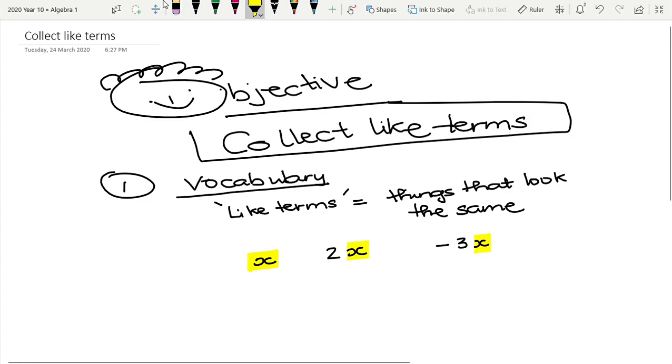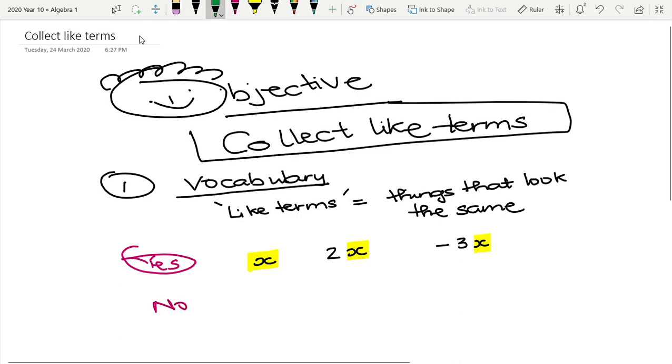Well, the number in front means 2 times x. Just like when you have a banana and you have another banana, you have two bananas. So you can do something with that. So x, 2x, and minus 3x are like terms. So this is yes, and no. There are things that might look the same, but they're not really like terms.